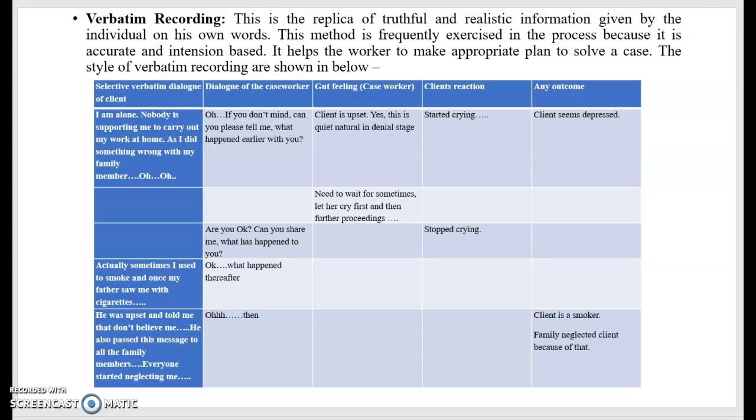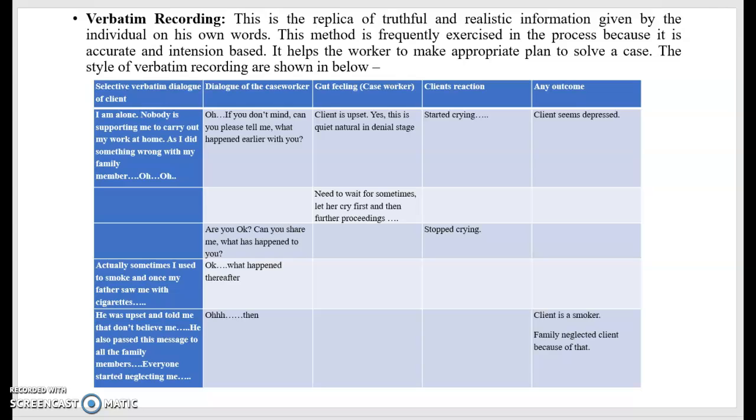In the first row you can see selective verbatim dialogue of the client. Next is the dialogue of the caseworker, then gut feelings. So it's the caseworker's gut feeling, then the client's reaction, then any outcome. In that way, you can develop your own format for verbatim recording.